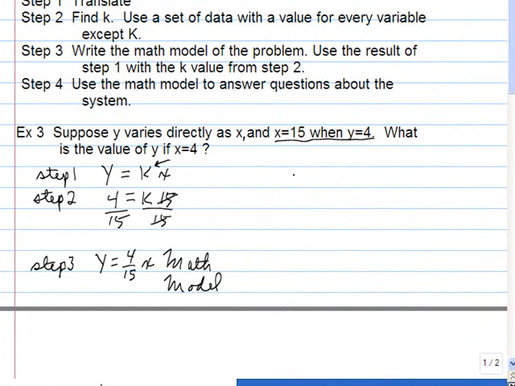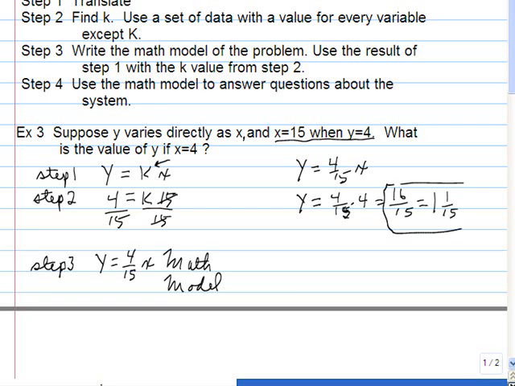Now once you've established your math model, y equals 4/15 x, you can now answer questions. The question asked is, what is the value of y? So we're going to find y. If x is 4, so I'm going to come in here to 4/15 times x, and x is 4, so y is 16/15, or you might say 1 1/15. Either one of those is a good answer. And that's an example of going through all 4 steps of a direct variation problem. Now let's take a look at a more complex example.